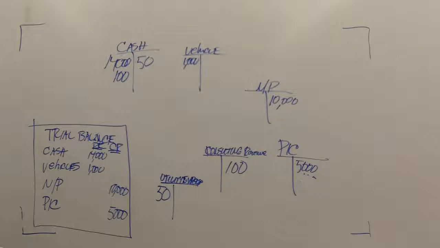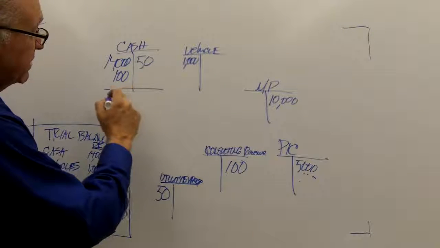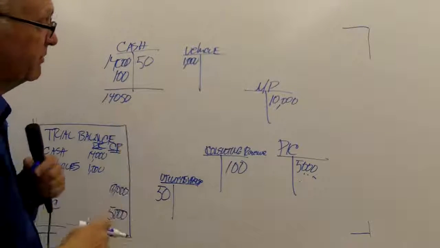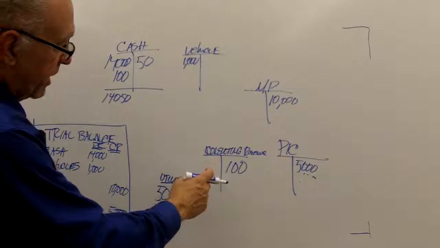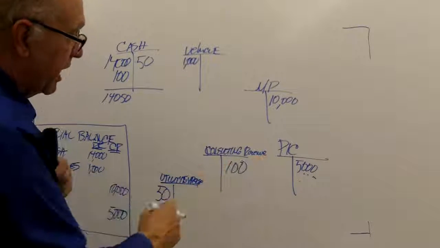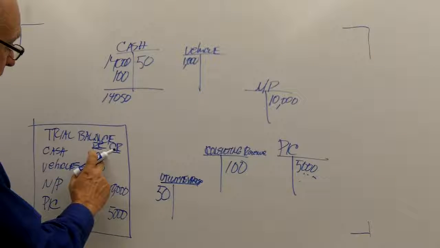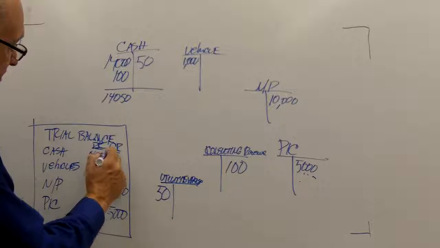Now, if I'm looking at my trial balance, you'll see that some things have changed here. My cash balance is now $14,050. My vehicle is still $1,000. My notes payable is there. I have my utilities expense and my consulting revenue and my paid-in capital. So if I were to take a look at my trial balance, my cash balance would be $14,050.